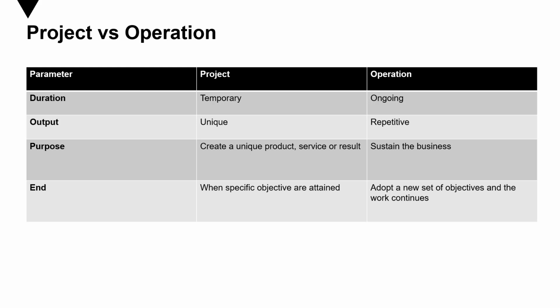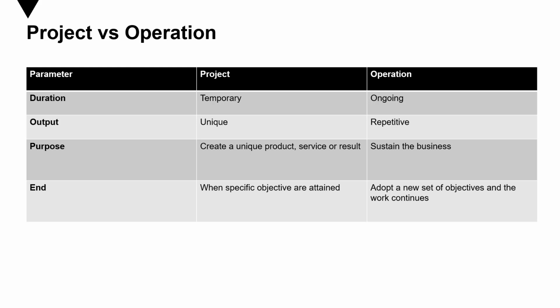An operation, for example, is always ongoing. So for example, a car manufacturing company which produces cars all the time. So it's an ongoing process. And regarding the output, for a project it is always unique. For an operation, it's repetitive. That means in a production line, the car is getting produced day in and day out.